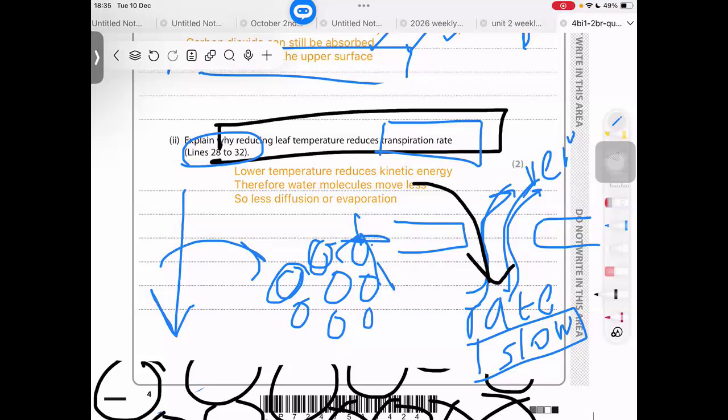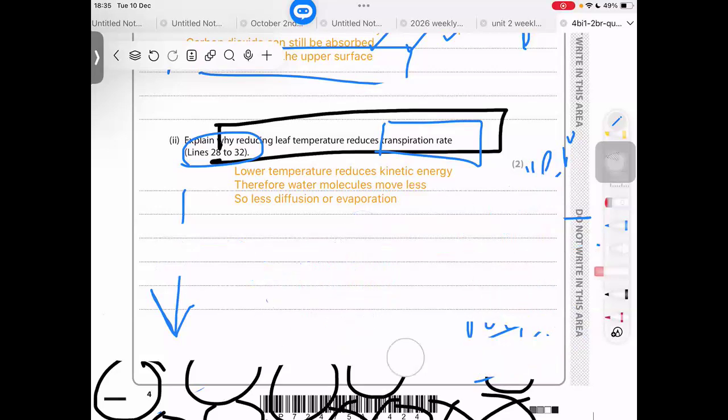Because of that reason, now when the carbon dioxide molecules come inside the leaf, they will have a very small temperature. That means they have very less kinetic energy. As a result, the photosynthesis rate will also be slow. But here they're talking about the transpiration rate. So you must mention lower temperature.